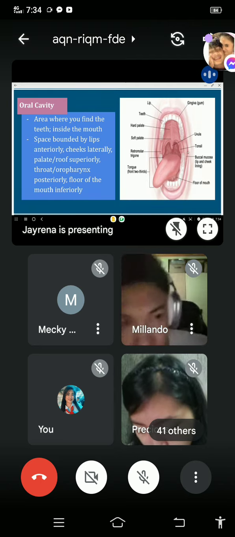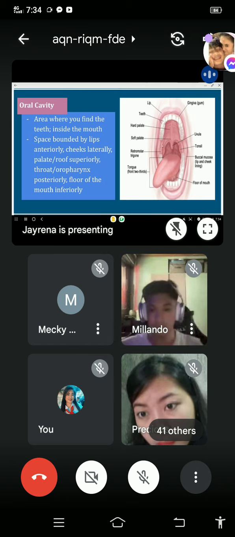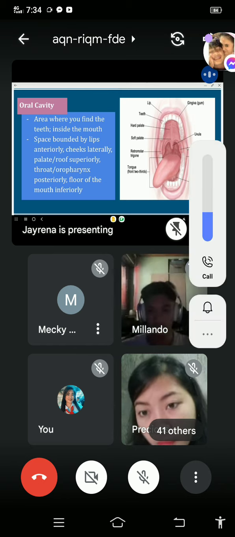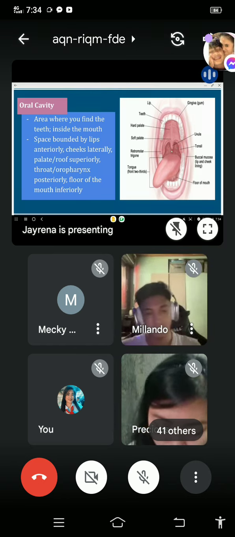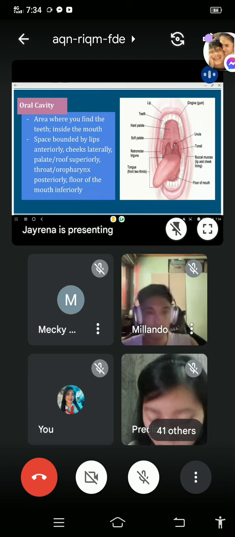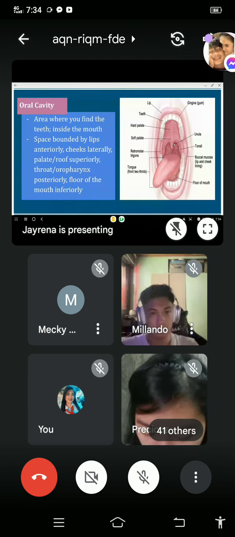You have lateral portions or lateral wall sa gilid. You have the cheeks. Posterior portion sa likod, that would be your throat, your oropharynx. And then you have superior sa taas, you have your palate. Okay? Naintindihan po ba? So those are the boundaries of the oral cavity.